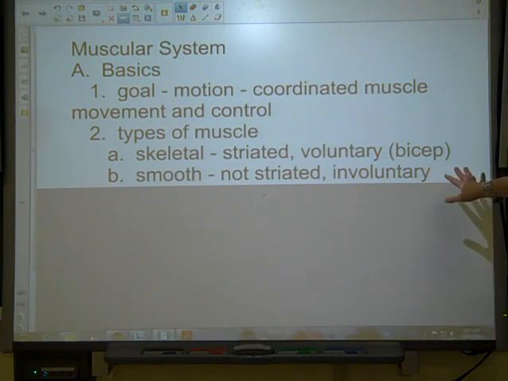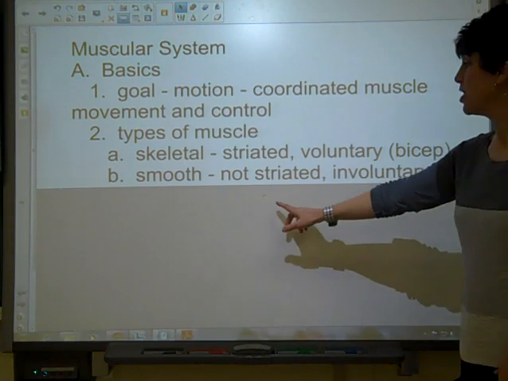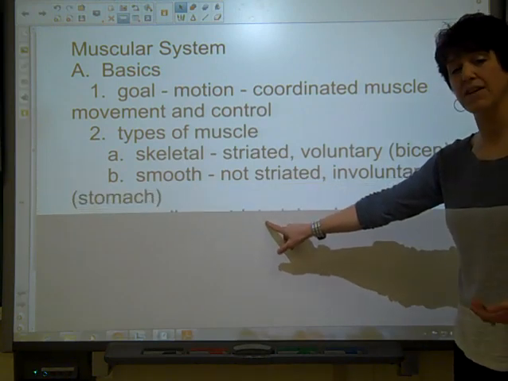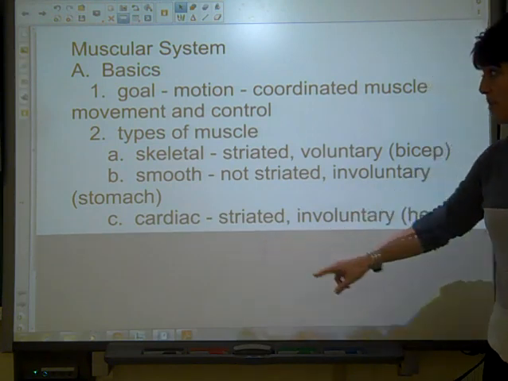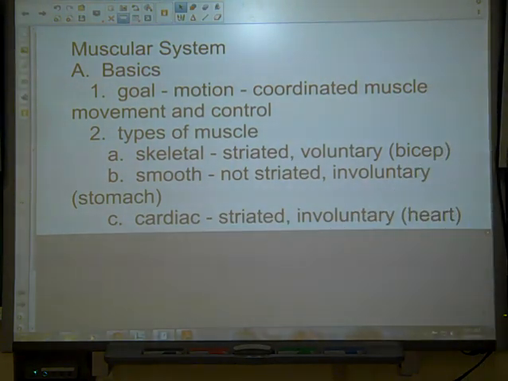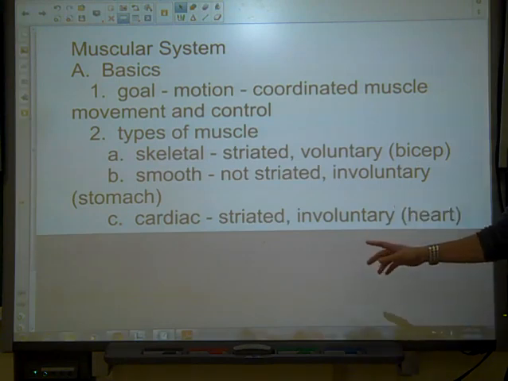Smooth muscle does not have those stripes that you see right away when you look at the cells. They are not under voluntary control. So an example would be the muscles that make up your stomach. The last type of muscle is cardiac, the muscles of your heart. They do have the protein stripings to them, but of course you do not control it.